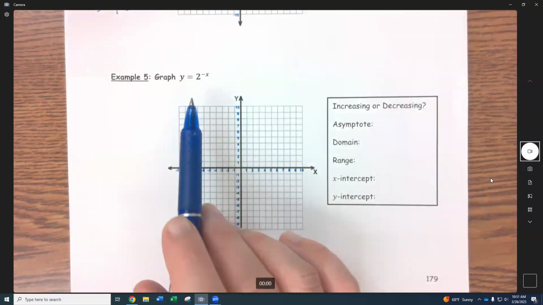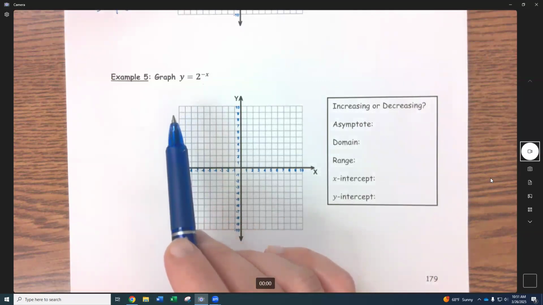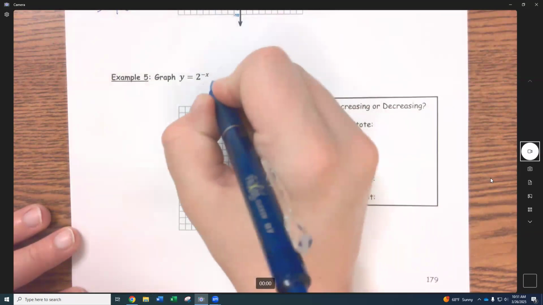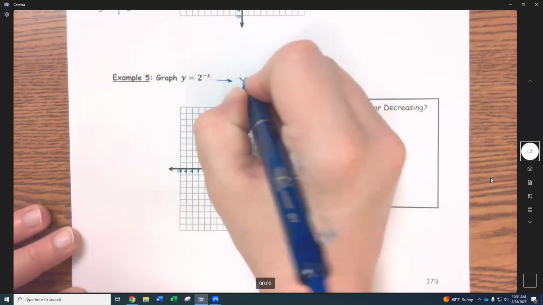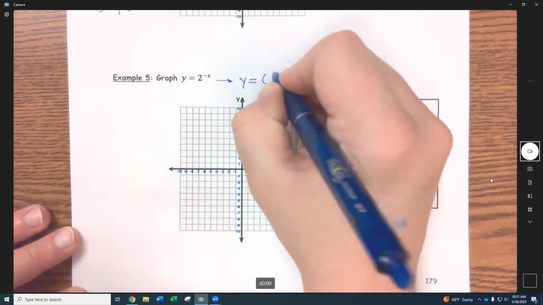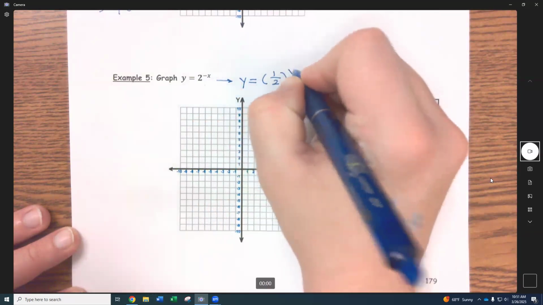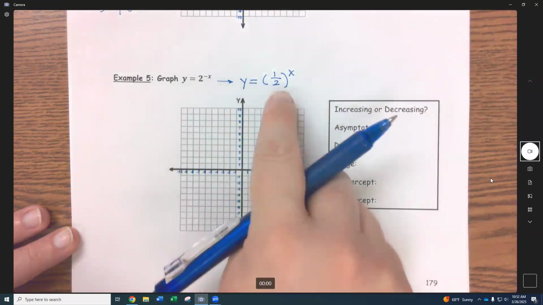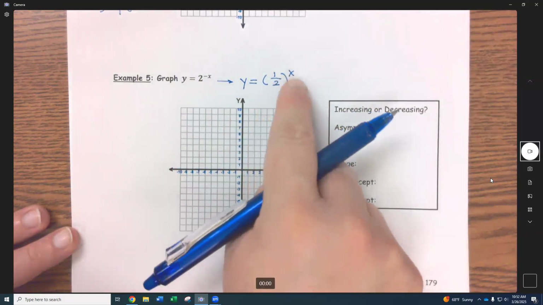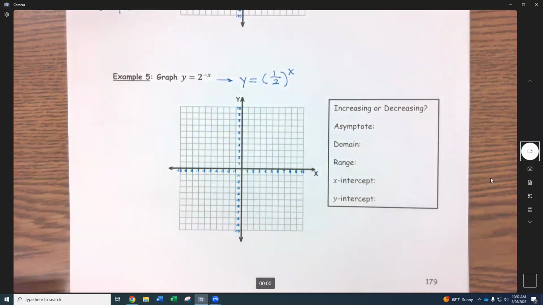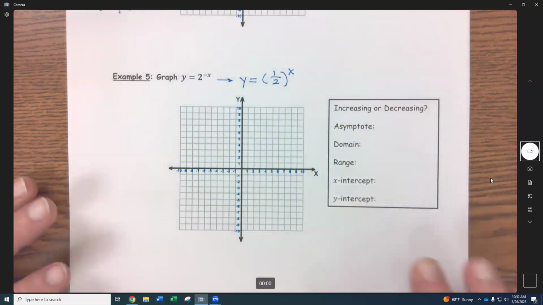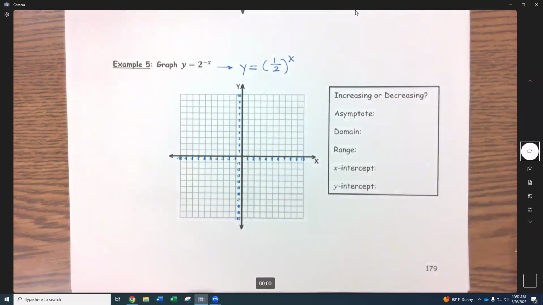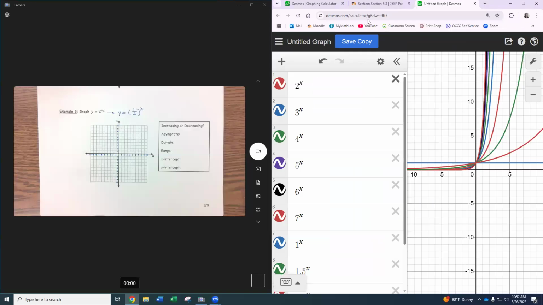So we talked about this at the beginning of this lesson, our exponential rules here. I can rewrite this as y equals 1/2 to the positive x power. I'm taking that 2 and putting it down to the numerator, and it changes that exponent from negative to positive. Okay, so let's graph this, and then let's answer the question.